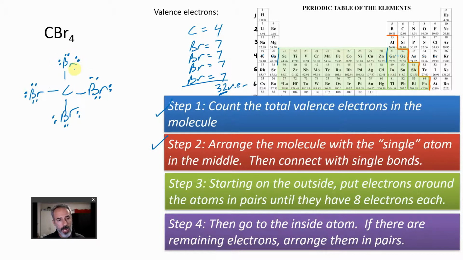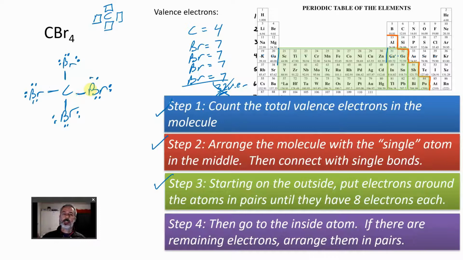We've used 8 around each bromine. 8 times 4 is 32. We've used them all. They're gone. All right, now I go to the central atom and see if it has a satisfied octet. Does carbon have 8 electrons? Yes, it does. 2, 4, 6, 8. It already has 8 electrons, right? In other words, its top box is filled by this one. Its left box or orbital is filled by that one. Its bottom one is filled by that one. And its right one is filled by that one.